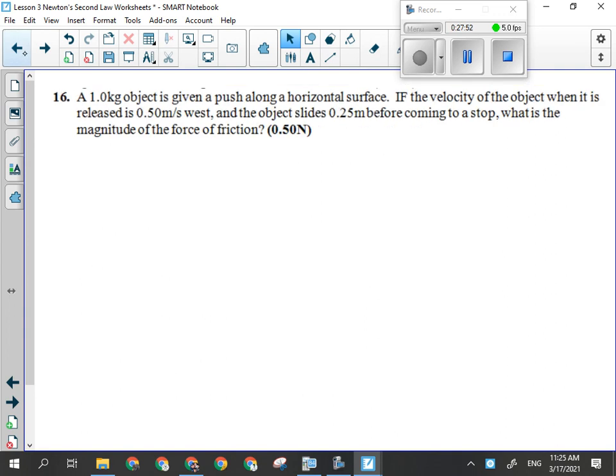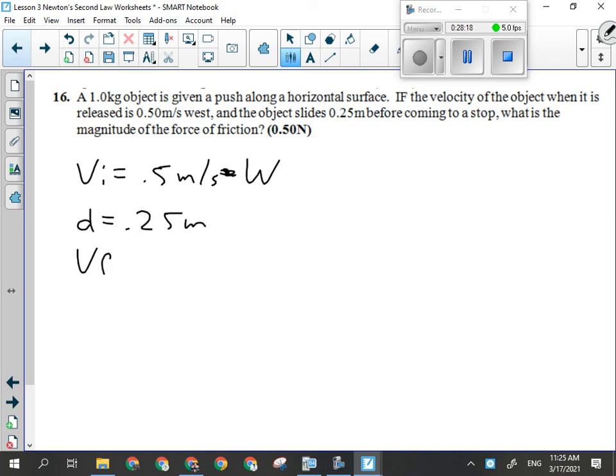So in number 16, we've got a 1 kilogram object that's given a push along a horizontal surface. The velocity of the object when it's released is 0.50 meters per second west. So Vi is 0.5 meters per second, not squared, west. The object slides 0.25 meters before coming to a stop. What is the magnitude of the force of friction?